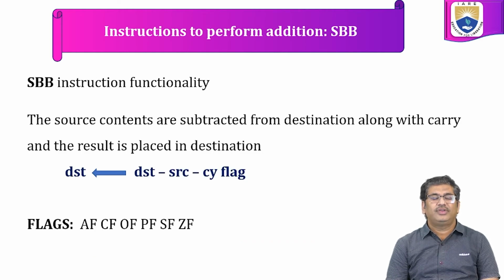The functionality of SBB instruction is that the source contents are subtracted from destination contents along with the carry flag and the result will be moved to destination. The flags affected after SBB instruction are auxiliary flag, carry flag, overflow flag, parity flag, sign flag and zero flag.